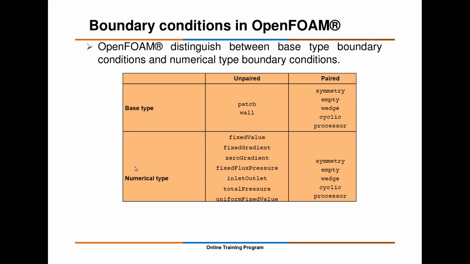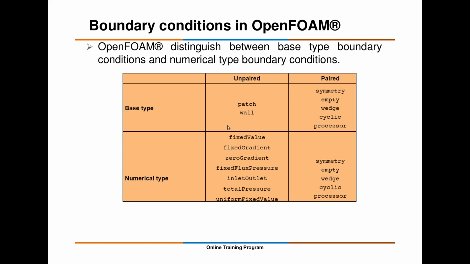So let's look at a few basic things in terms of OpenFOAM. OpenFOAM distinguishes between base type boundary conditions and numerical type boundary conditions. The base type conditions are things like patch, wall, symmetry. There are two types of base type conditions: unpaired and paired. Unpaired are patch and wall, very simple base type conditions, and pairwise means symmetry, empty, wedge, cyclic, and processor. That goes as a pair type of conditions.